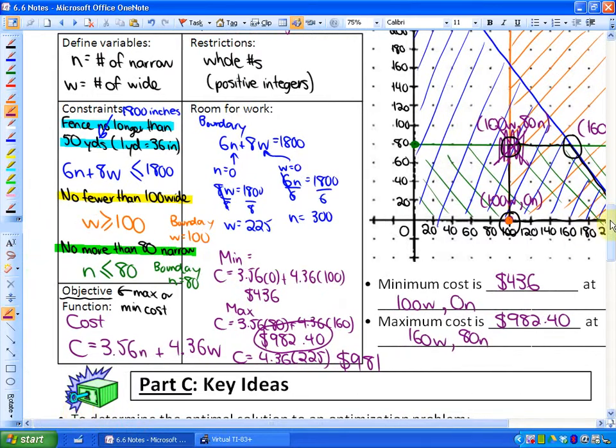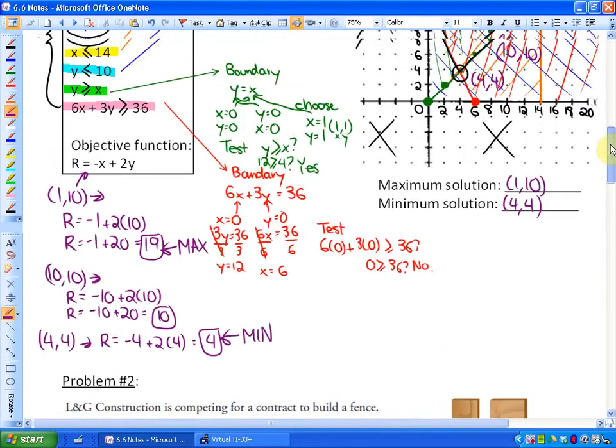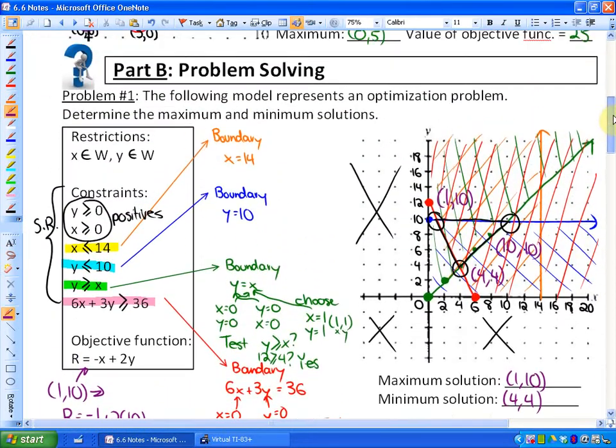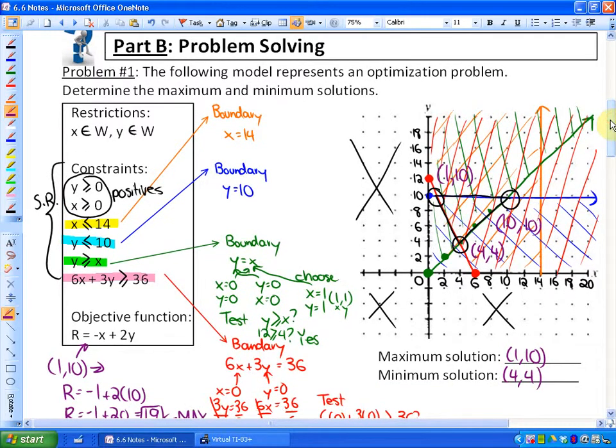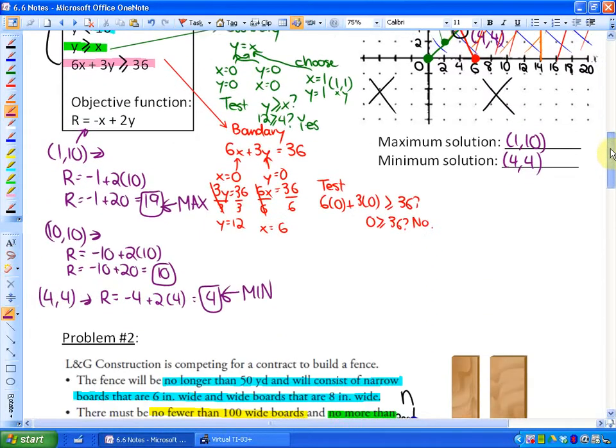We've done word problems with narrow and wide boards for a particular construction company. We've also done just some mathematical problems where you're just given the signs to set up a solution region and investigate the objective function here. So you may want to look at the two previous lessons for that.